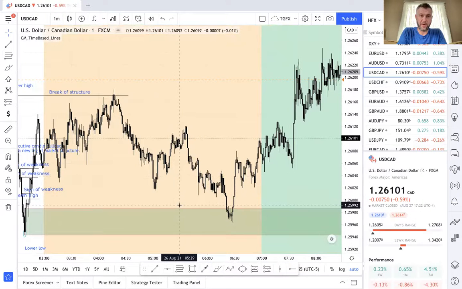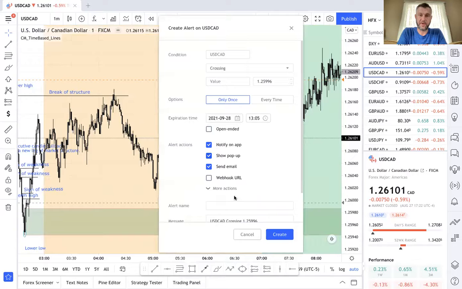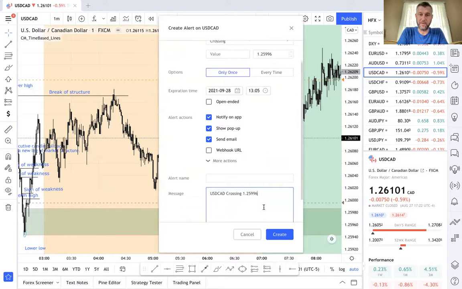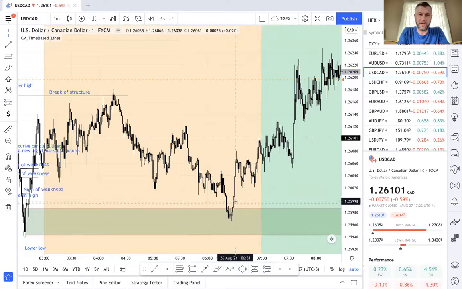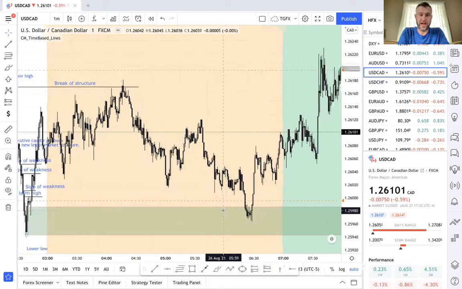Now, again, you can come in and, if you wanted to, add an alert up here, and just type down here at the bottom something like "coming back into an order block" or whatever you want to do to remind you. Okay, and you create that. So a little bit later in the day or whatever, it would come back down, it would break that, you'd get your alert, and you could come in and start looking at it.